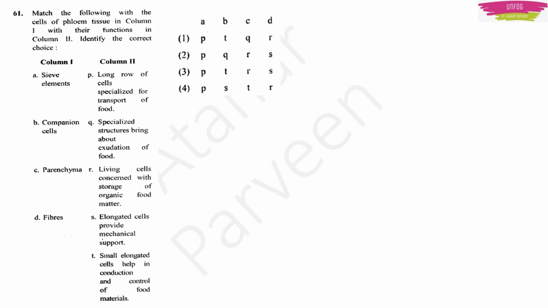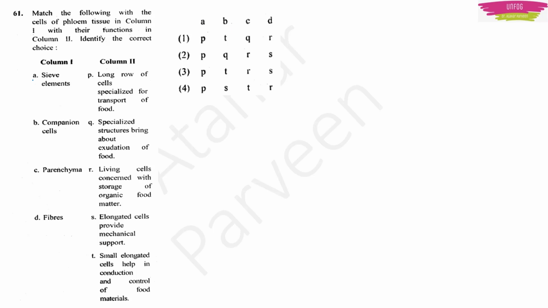The 61st question says, match the following cells of phloem tissues in column 1 with their functions in column 2. Identify the correct choice. So we have to match the terms given in column 1 with their correct functions given in column 2. So let's find out.